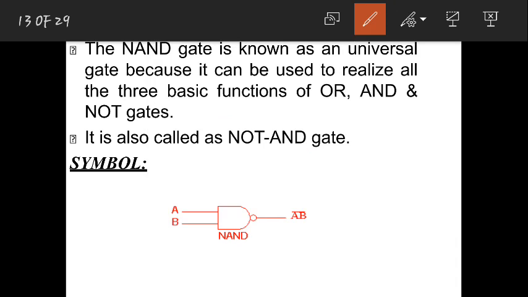These are called universal gates because using a NAND gate and a NOR gate you can realize any basic gate or even exclusive OR gates. That is the reason we call these both gates universal gates. Just see in this, it is also called the NOT AND gate. See from where it is derived. From where this NAND gate is derived, you have already seen what an AND gate is.